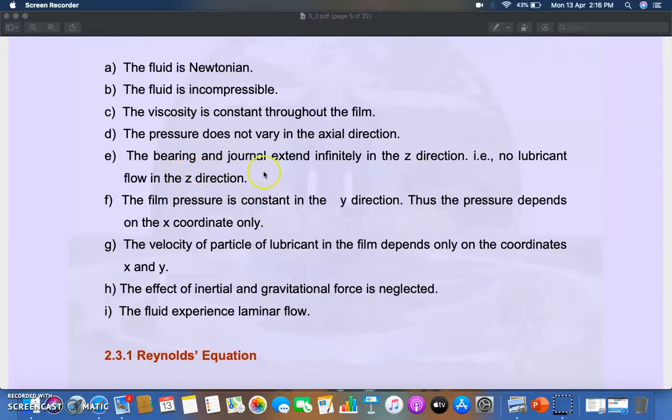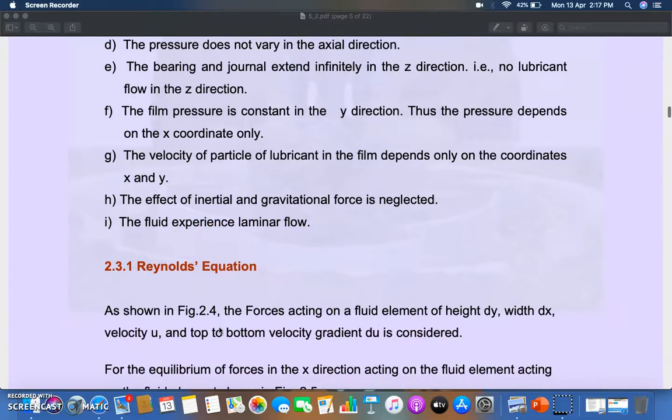The bearing is extended infinitely in the z direction, which means no lubricant flow in the z direction. Film pressure is constant in the y direction, that is, pressure depends on x coordinates only. Velocity is only dependent on x and y. The effect of inertial and gravitational forces is neglected, and the fluid experiences laminar flow, which means there should not be any turbulent or any other flow. That should always be laminar whenever the fluid is flowing inside the journal.